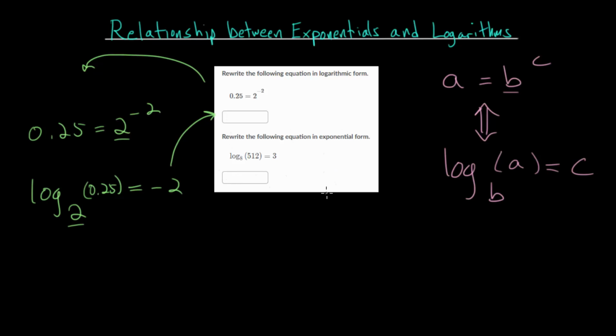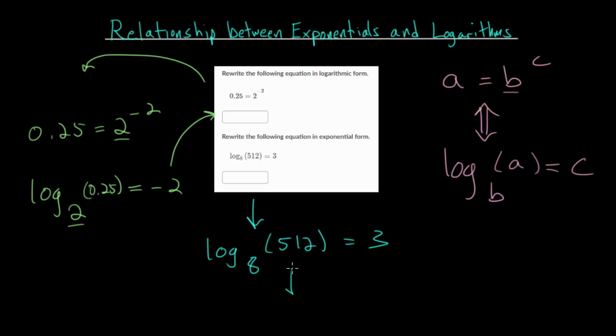And in the second one, we're going to do the opposite. We're going to look at this specific logarithm and rewrite it as an exponential equation. So let me just rewrite it. We have log base 8 of 512 is 3, which you can see is true if you think it through, since we're asking ourselves, what do you raise 8 to get 512? And you would raise 8 to the third power.